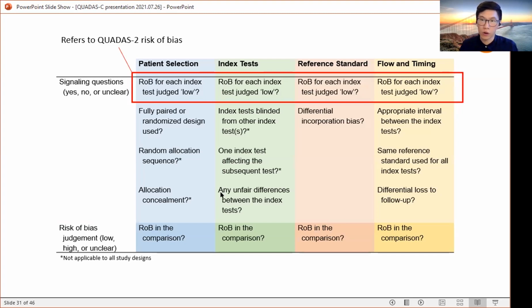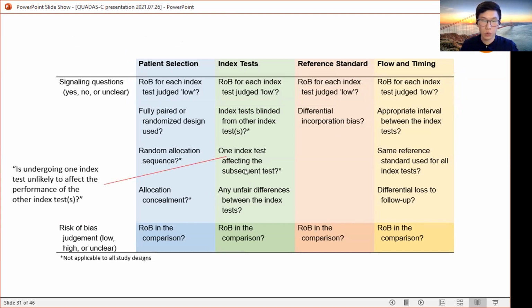I wouldn't go over all of the signaling questions here because that would be too much, but there's one signaling question here: is undergoing one index test unlikely to affect the performance of the other index test? So this was the one index test interfering with or influencing the other that we talked about previously. By the way, the signaling questions stated here are shortened, otherwise they wouldn't fit in one slide. The questions are a bit longer in the original version of the tool.